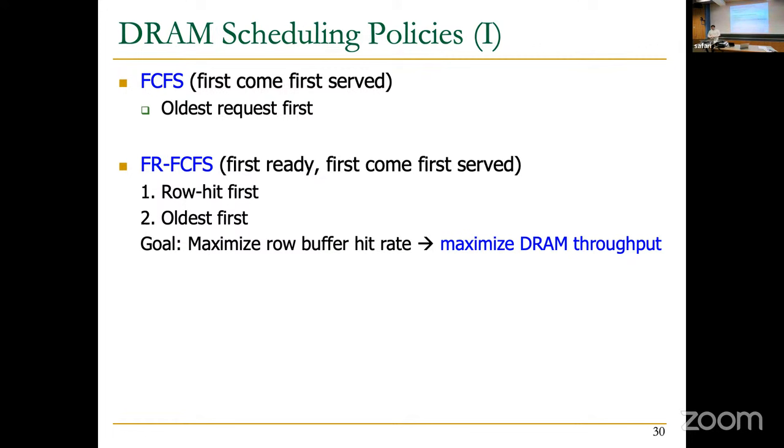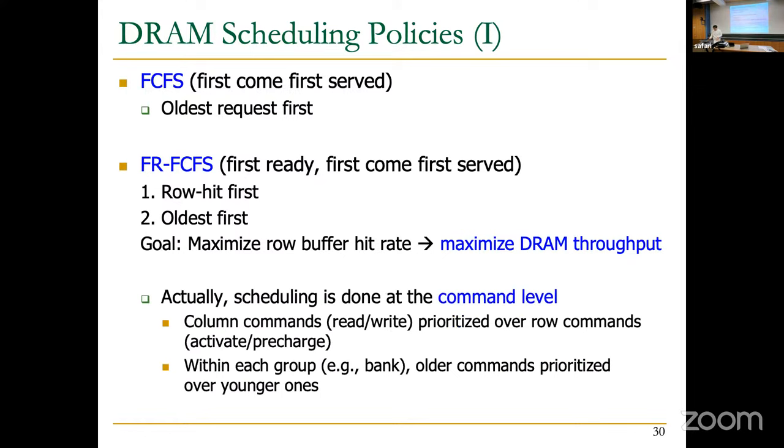Not just correctness. Now, a better scheduling policy that will enable a higher DRAM throughput is first ready, first come, first serve. What this does is it prioritizes requests that hit in the row buffer first, and then it will schedule requests that are oldest. This is a lower level detail. I've been talking about request scheduling, but the scheduling is done at command granularity. So first you have already translated the commands that need to be executed for you to serve a request, and then you do the scheduling at the command level, meaning that you select from those DRAM commands that you need to issue.